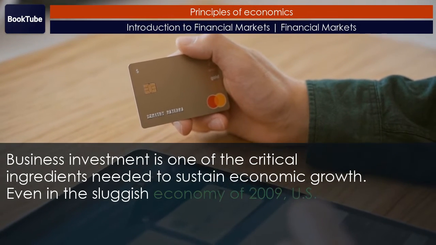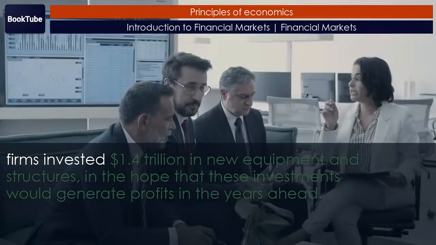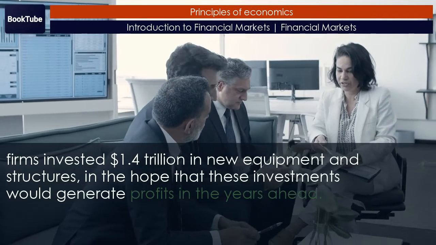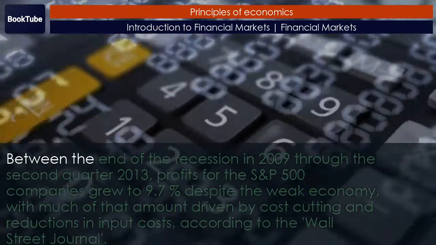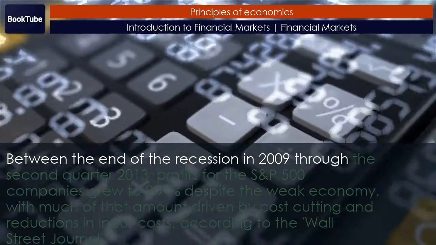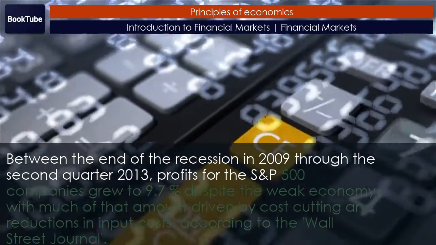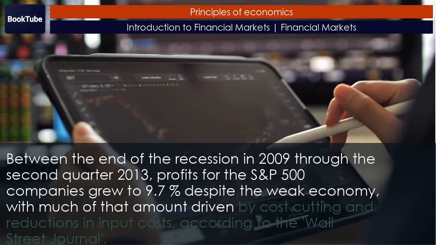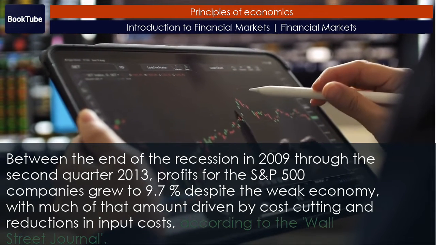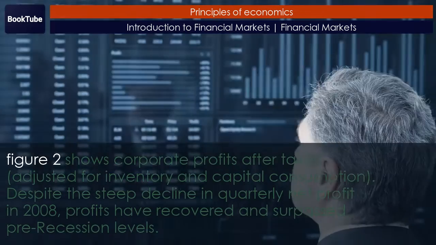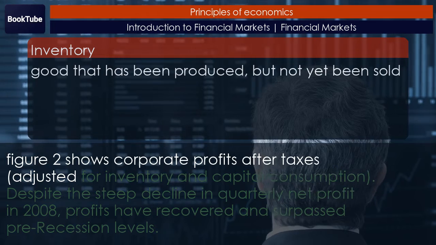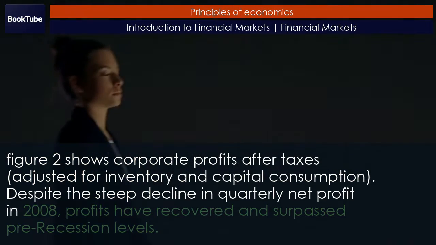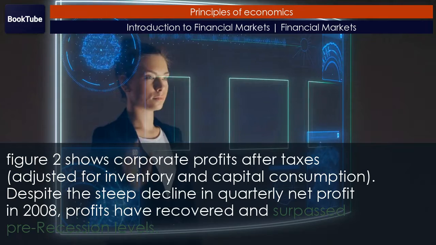Even in the sluggish economy of 2009, U.S. firms invested $1.4 trillion in new equipment and structures, in the hope that these investments would generate profits in the years ahead. Between the end of the recession in 2009 through the second quarter of 2013, profits for the S&P 500 companies grew 9.7% despite the weak economy, with much of that amount driven by cost-cutting and reductions in input costs. According to the Wall Street Journal, Figure 2 shows corporate profits after taxes, adjusted for inventory and capital consumption. Despite the steep decline in quarterly net profit in 2008, profits have recovered and surpassed pre-recession levels.